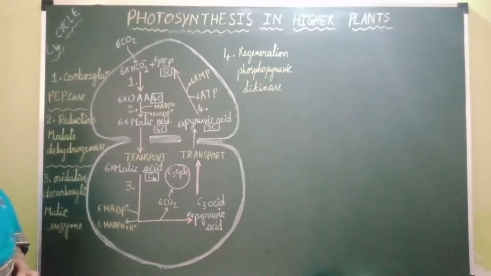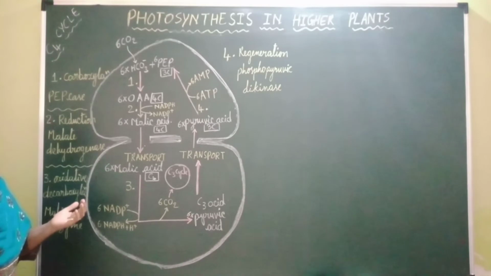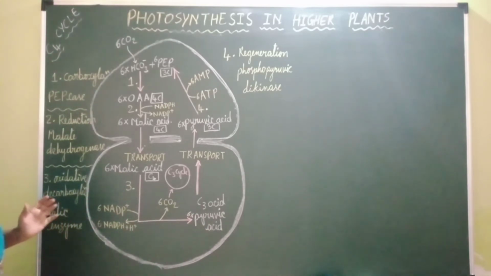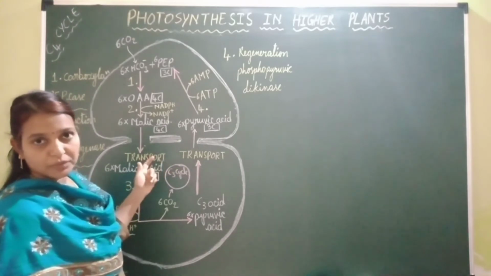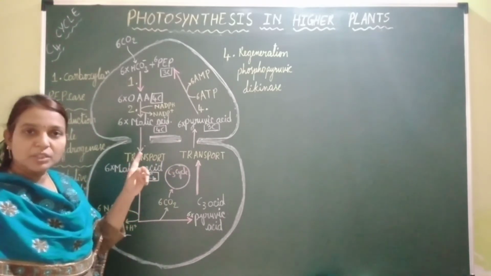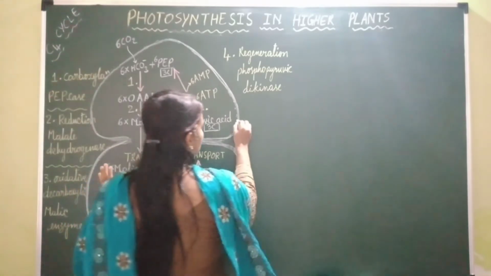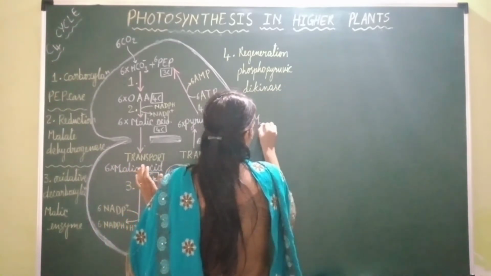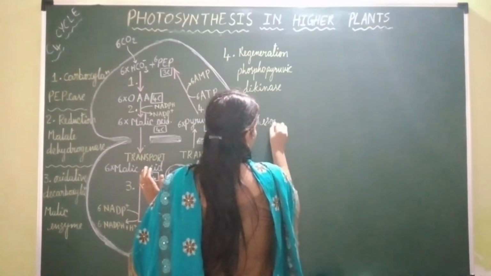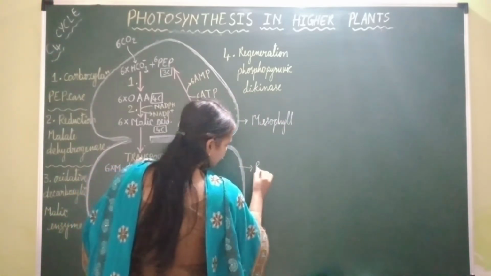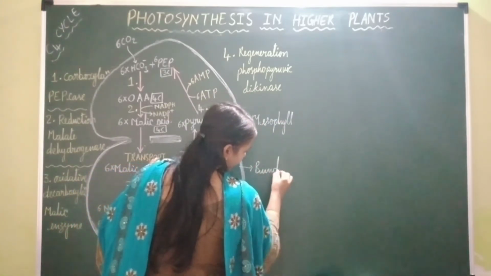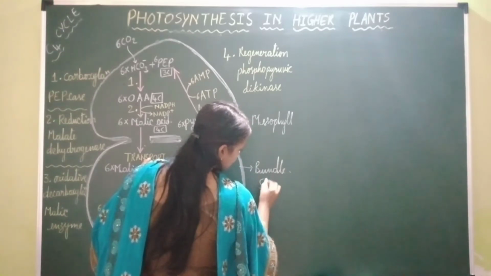Okay, let's study the C4 pathway in detail. The C4 pathway occurs in cooperation between two types of cells, the mesophyll cell and the bundle sheath cell. So this is the mesophyll cell, and this is the bundle sheath cell.